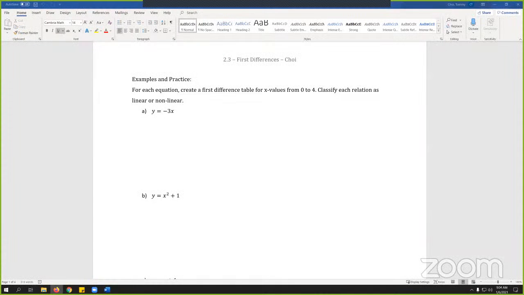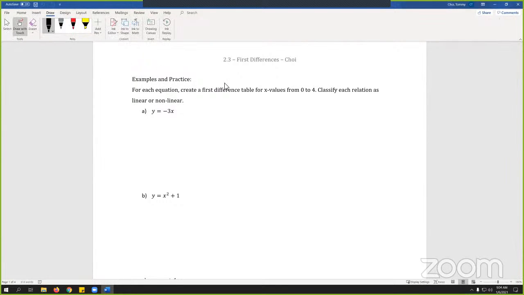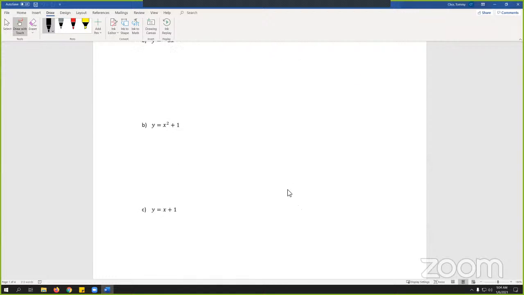So by taking up this work, we can get started here. The question asked us to create a first difference table, and using that, determine if it's linear or nonlinear. So y equals x squared plus 1.